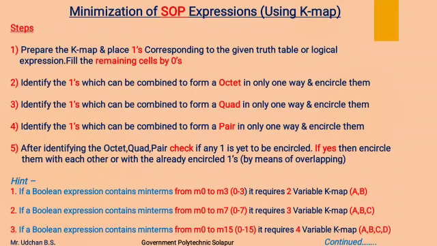First of all we are going to prepare the K-map and enter 1 in the corresponding cells of the K-map from the given truth table or from the given expression, and we are going to enter zeros in the remaining cells. After that we are going to identify the biggest group, that is an octet, by combining ones in the given K-map, and we are going to encircle them. After finding an octet we are going to identify the ones to get a chord if it is possible.